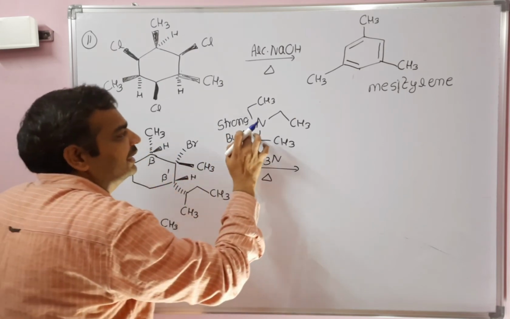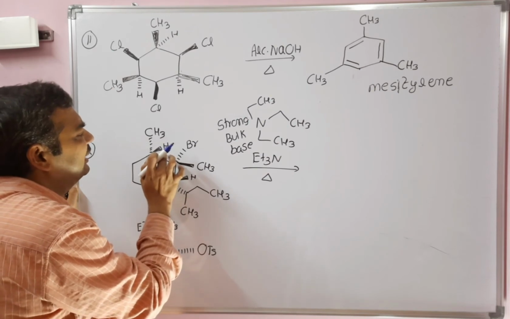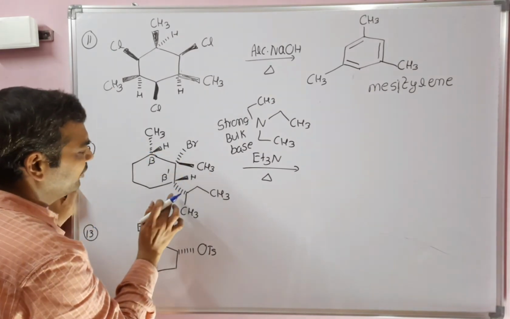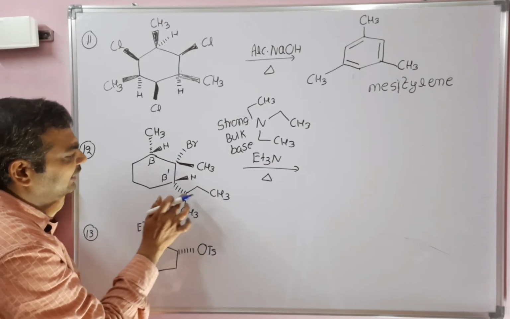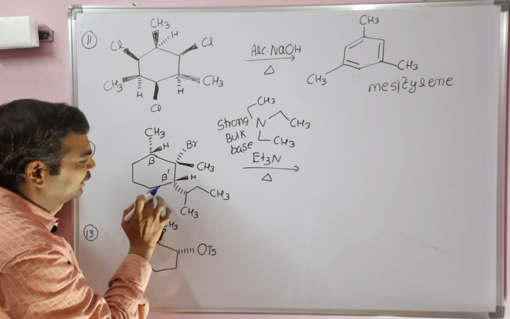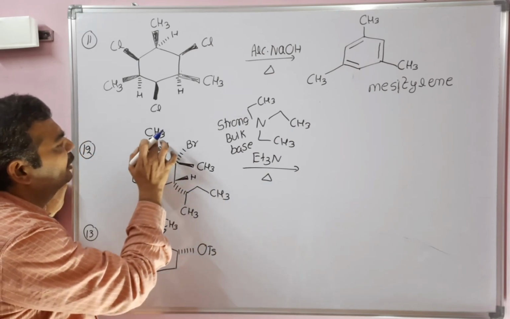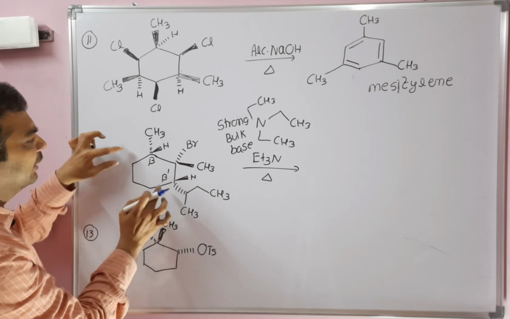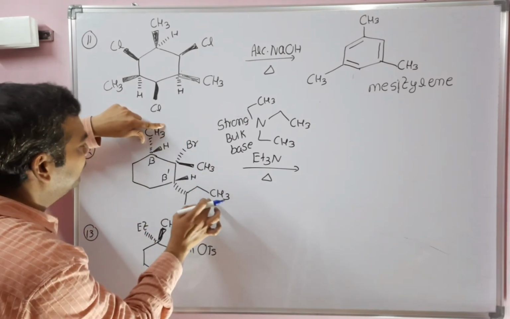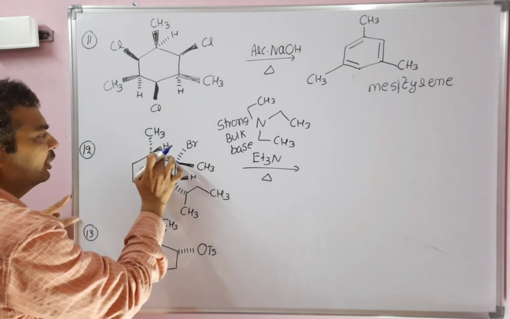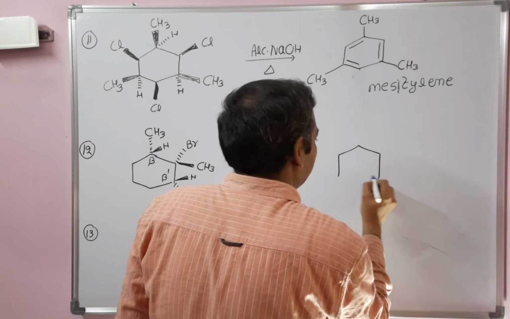In case of a bulky strong base, it will abstract a proton at the sterically less crowded position only. Here the crowdedness is more. Why? Because here there is CH2 and a big group, whereas here there is CH2 and a small methyl group. Comparing these two, this is the small group and this is the big group, so the base abstracts a proton here, and the product obtained is this one.